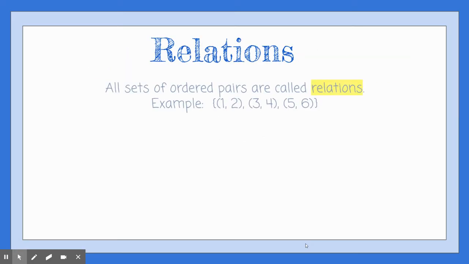In math, all sets of ordered pairs are called relations. Here is an example. We know this is a set because they are listed in brackets. We know that ordered pairs are made up of an x-coordinate and a y-coordinate. As we study functions more, though, we're going to be referring to them using different names.